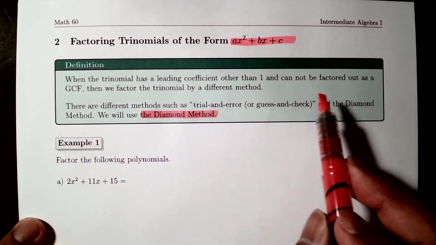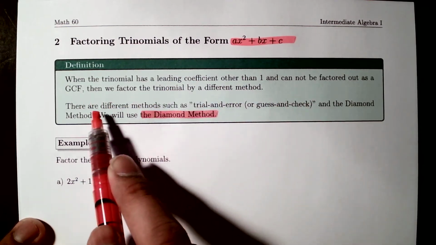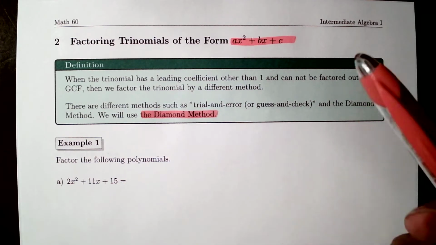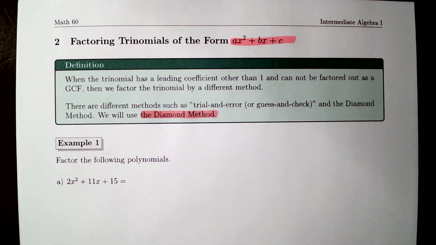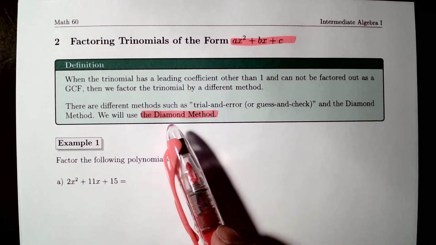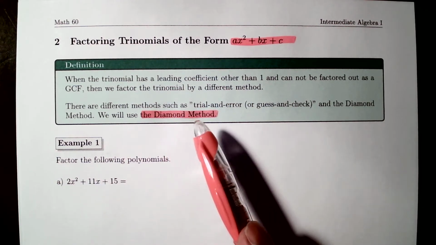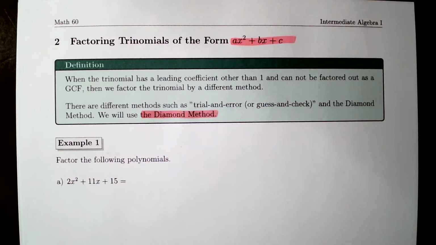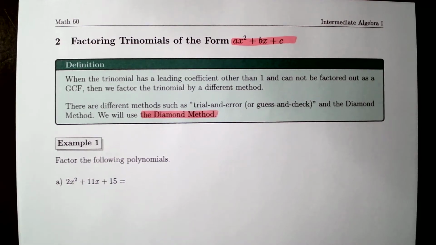There's the guess and check. You might have learned that in high school. If that works for you, you're good to use that method. Then there is the diamond method, which is the one I prefer using, and there are some unofficial methods to factor the trinomial. One is called the slip and slide method, and the other the pizza method.